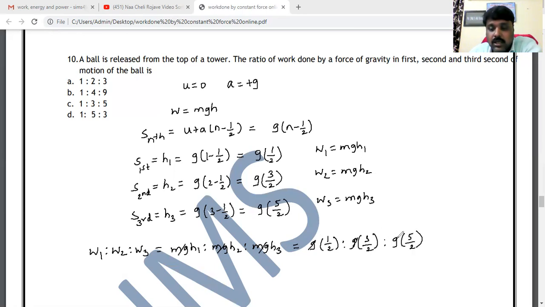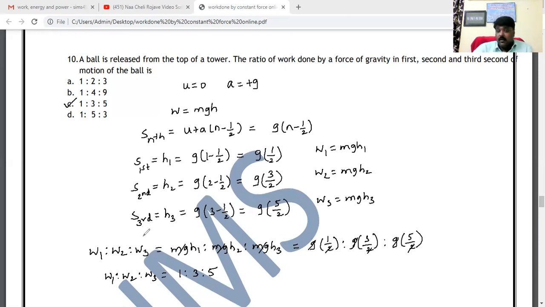G gets cancelled. 2 gets cancelled. Then finally we got the ratio of work done in first, second, and third second of motion of the ball as 1:3:5. Here is our option C.